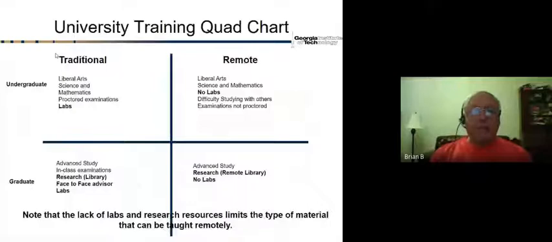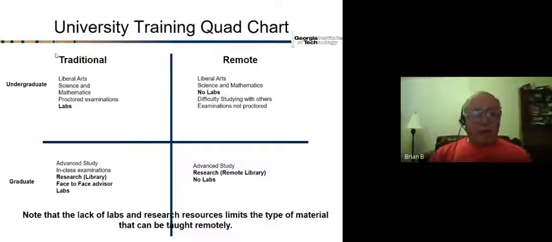Okay, so basically the university quad chart looks something like this. You have traditional undergraduate, and you can do just about everything except for labs, which is another problem, because if you want to be an engineering major or a chemistry or a physics major, you've got problems. Graduate, traditional, same story. In addition, you need to do research, and very often there's equipment involved. I remember when I was doing my graduate work, I had to use specialized equipment in the laboratory, and you can't do that if you're remote.